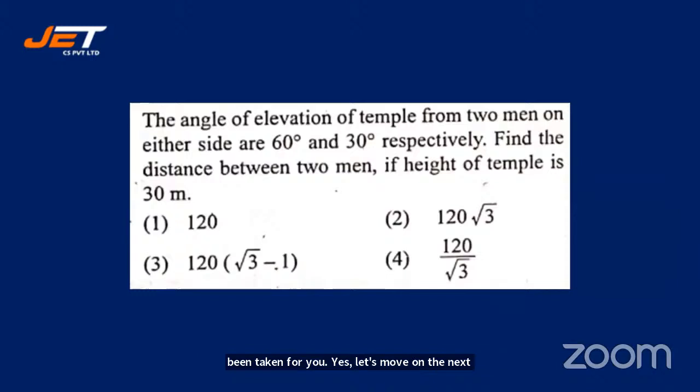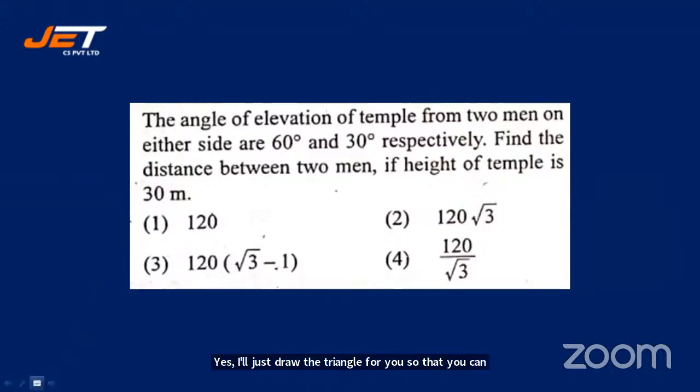The angles of elevation of a temple from two men on either side are 30 degrees and 60 degrees respectively. Find the distance between the two men if the height of the temple is 30 meters. Pretty similar sum to what we have discussed, though your triangle may differ. All right, I'll just draw the triangle for you so that you can quickly work it out.